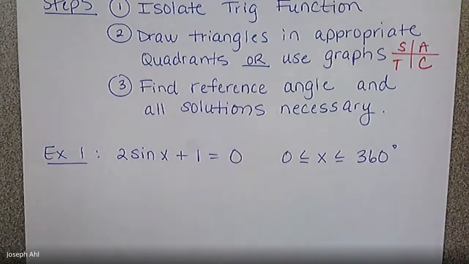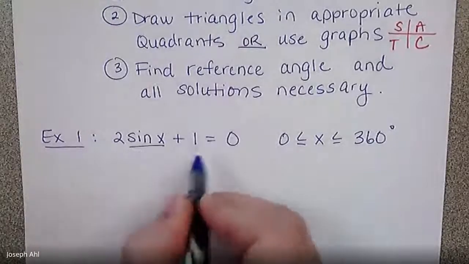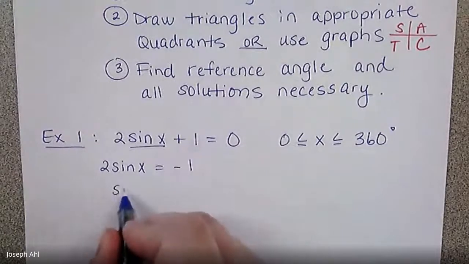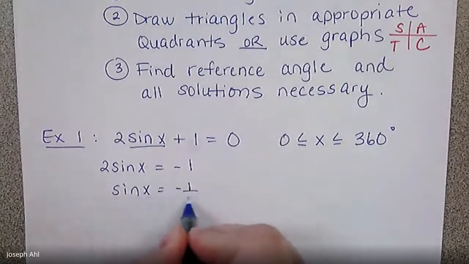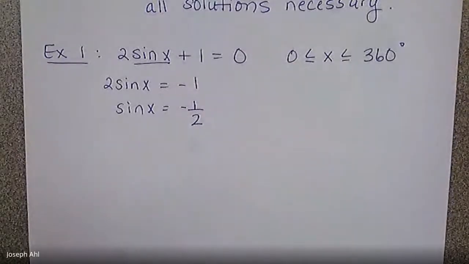All right, let's go ahead and try this first example: 2 sine x plus 1 equals 0. The first step is to isolate the function sine x. So I'm going to subtract 1 to the other side, and then next, divide by 2. So sine x is equal to negative 1/2. That's a pretty quick, easy step to get sine alone.